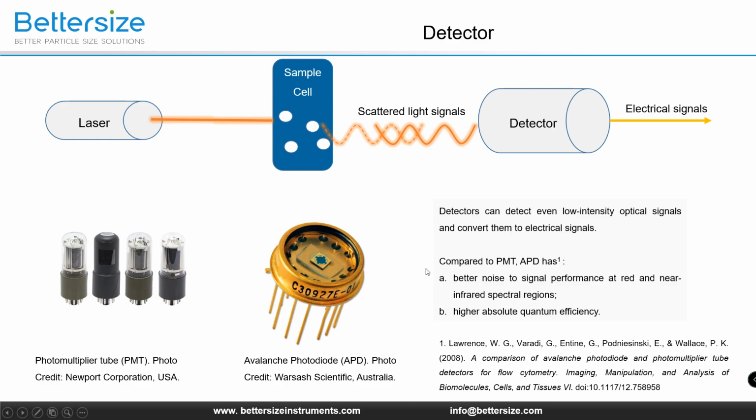According to Lawrence W.G. et al., PMT and APD have similar noise-to-signal performance at most signal levels, while the APD outweighs the PMT at red and near-infrared spectral regions. APD also has higher absolute quantum efficiency than PMT. Because of these reasons, recently APD is being more frequently utilized in DLS devices.